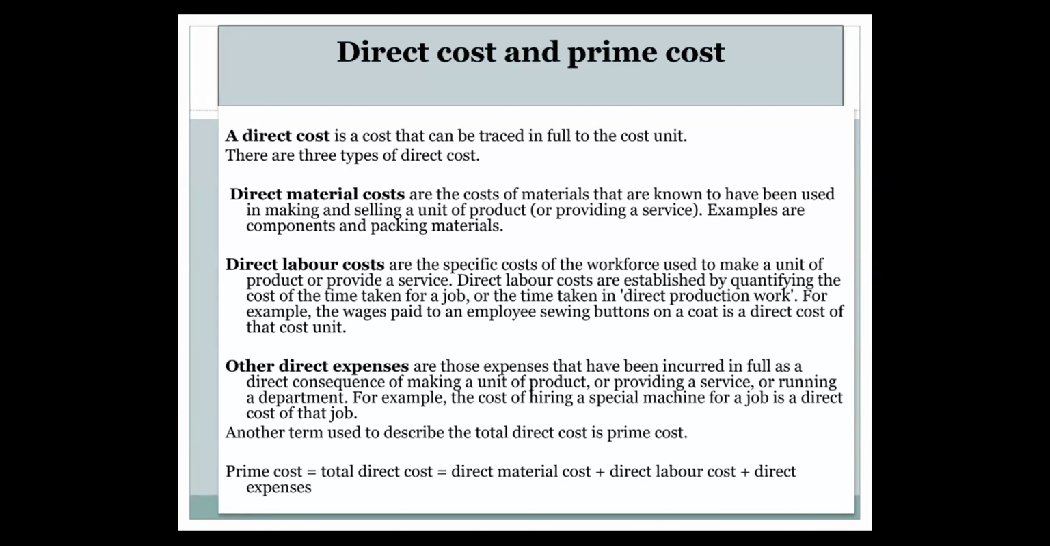And direct labor costs are established by quantifying the cost of the time taken for a job or the time taken in direct production work. For example, the wages paid to an employee sewing buttons on a coat is a direct cost of the cost unit. And other direct expenses are those expenses that have been incurred in full as a direct consequence of making a unit of product or providing a service or running a department. For example, the cost of hiring a special machine for a job is a direct cost.